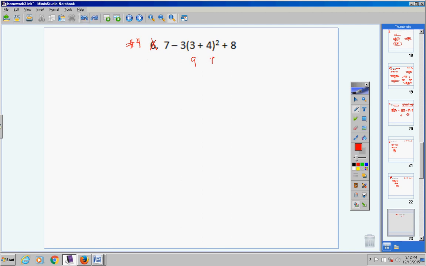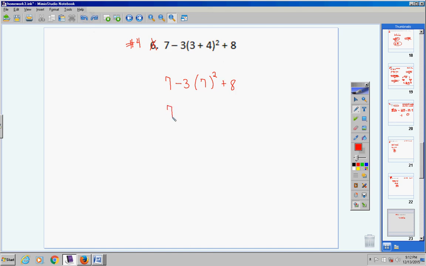You must first work inside the parentheses, okay? So bring down your 7, bring down your negative 3, and then right here inside the parentheses, put a 7, then bring down your squared, bring down your positive 8. There we go. Now, next, do you do your multiplication or do you do your powers? Well, you do your powers first, your exponent.